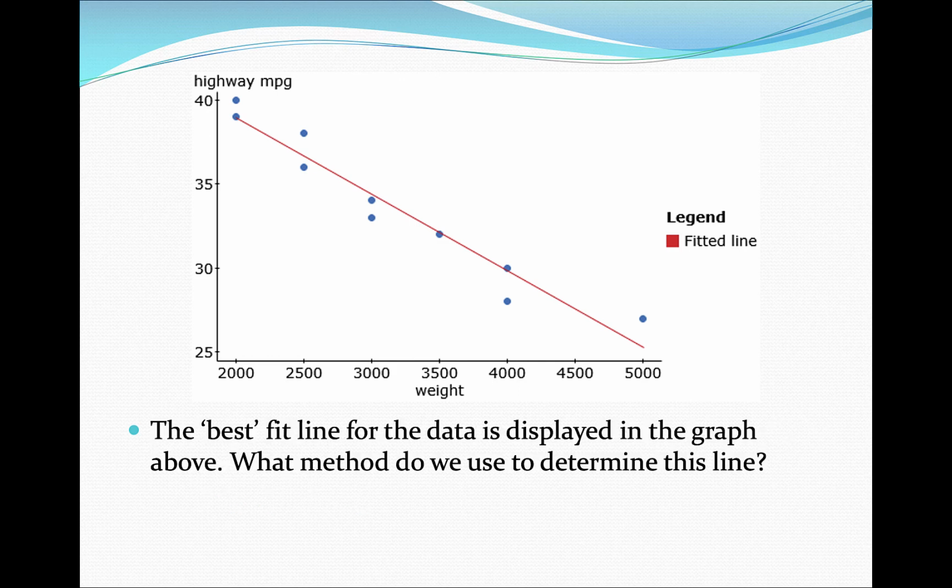So this method, you can see the question down there: the best fit line for the data is displayed in the graph above. The method used to determine this is what we call the method of least squares. The method of least squares is what I just described. It's where you take all these e values, these vertical distances between the points and the line, all these errors, you square them, and then you add all those together.